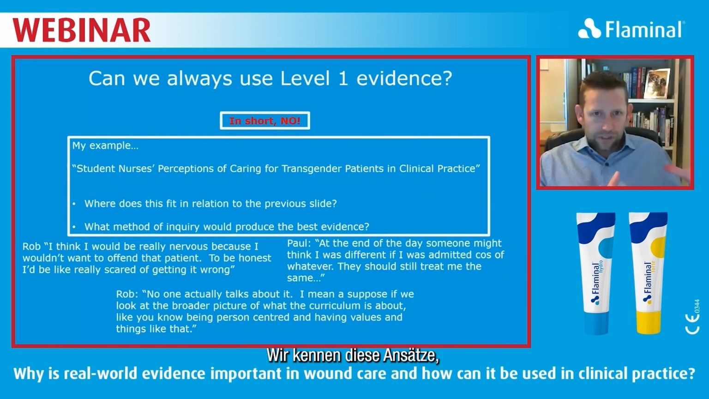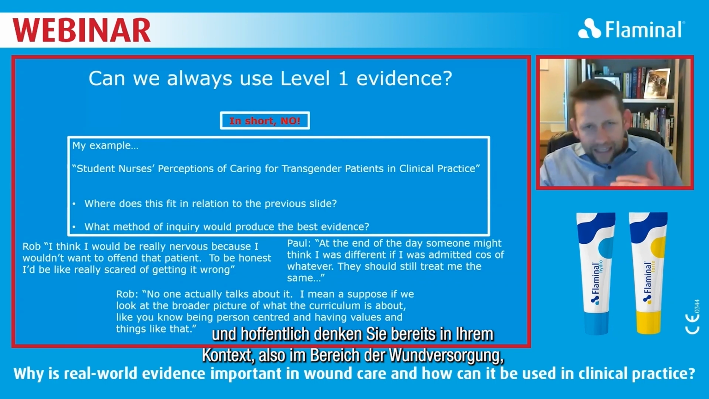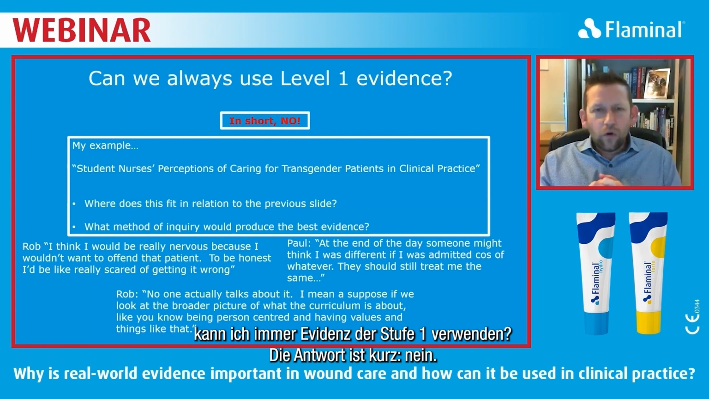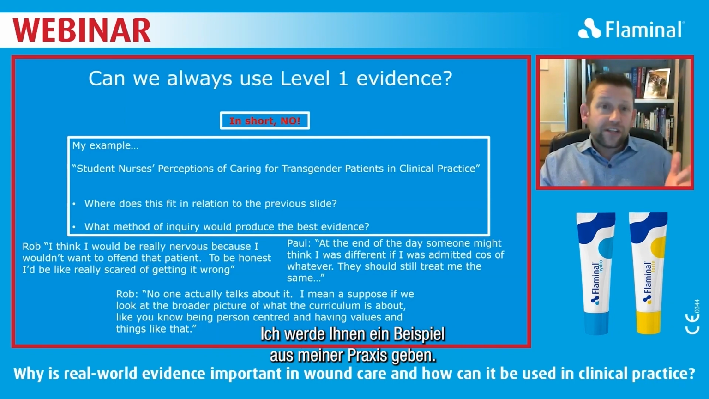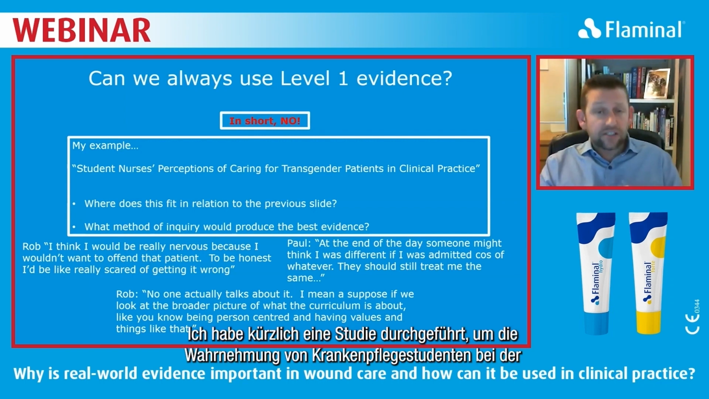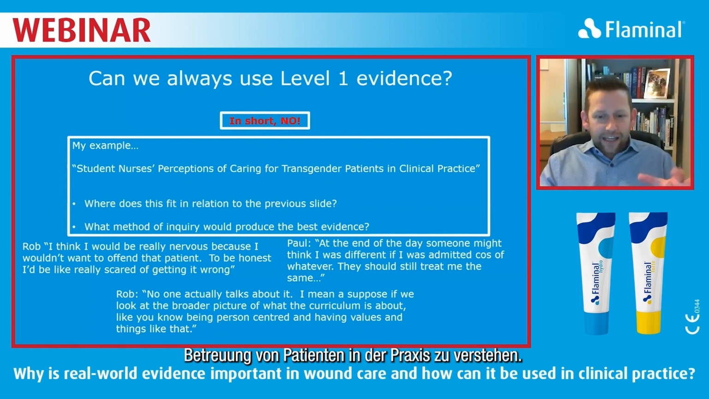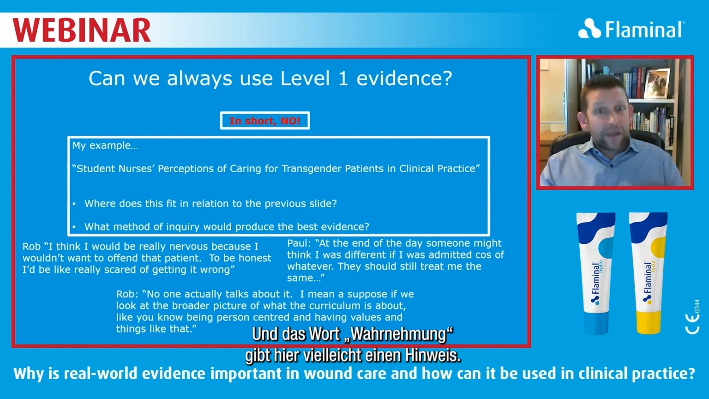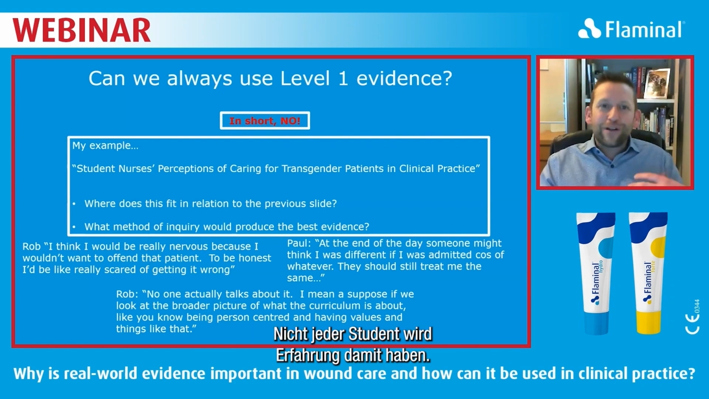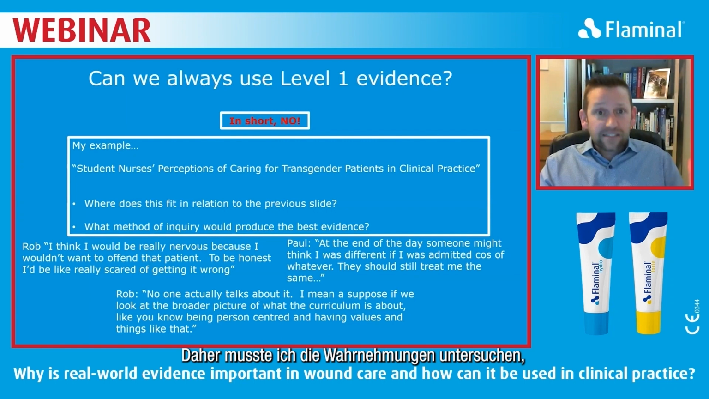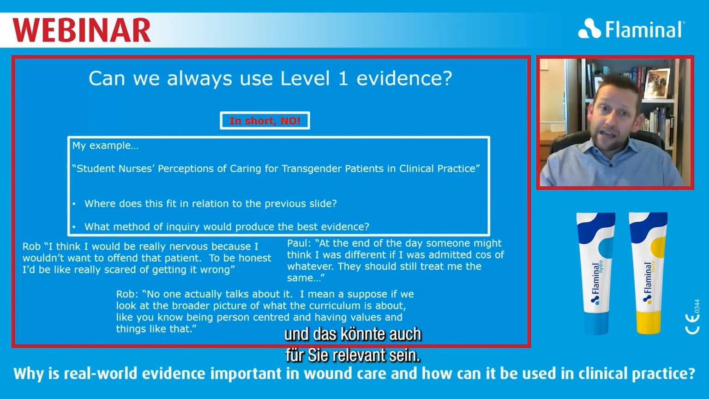We know about these approaches, and hopefully you're already thinking, in your context, so within wound care, can I always use level 1 evidence? Well, in short, the answer is no. So I'm going to give you an example from my practice. I recently conducted a study understanding student nurses' perceptions of caring for patients in clinical practice. Now, the word perceptions maybe gives it away here. Not every student will have experience of this, so I had to study perceptions. And for yourselves, that might even be relevant to yourselves.